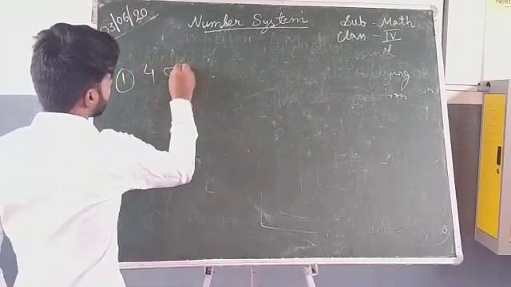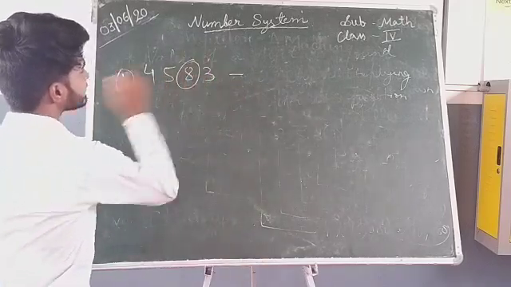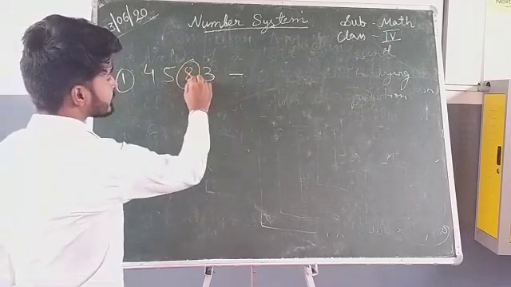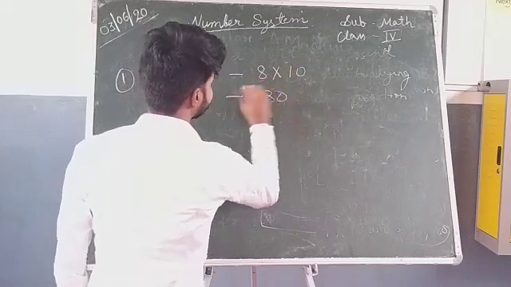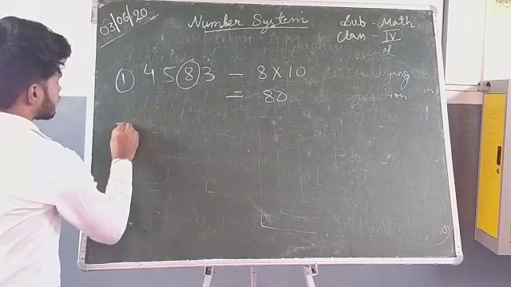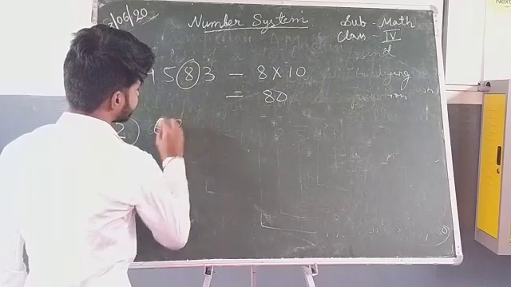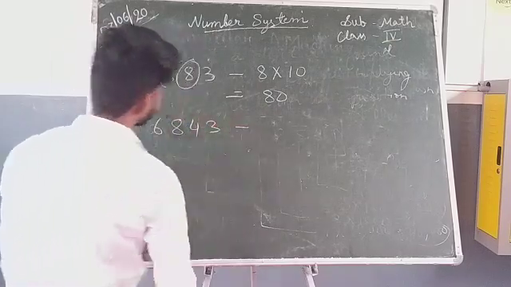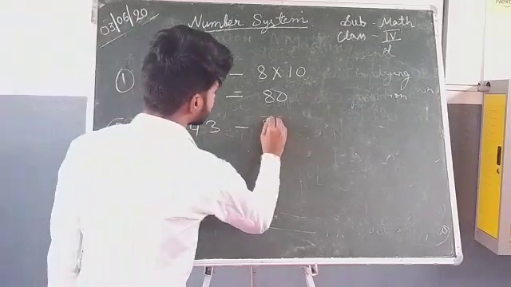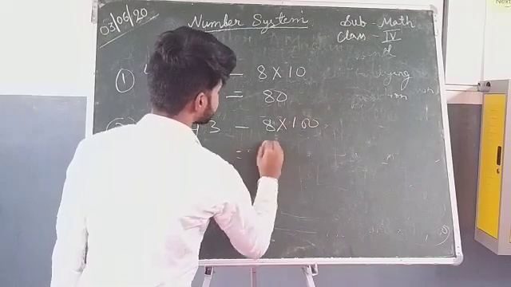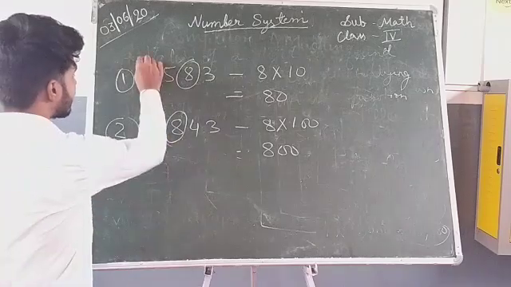Question 1. 4, 5, 8, 3. What is the place value of 8 in this number? It is in the tens place, so it will be 8 into 10, that is 80. Next, 2, 6, 5, 6, 8, 4, 3. Now again it is 8, but it is in the 100 place, so it will be 8 into 100, that is 800. In this way we can find the place value of a digit in a number.